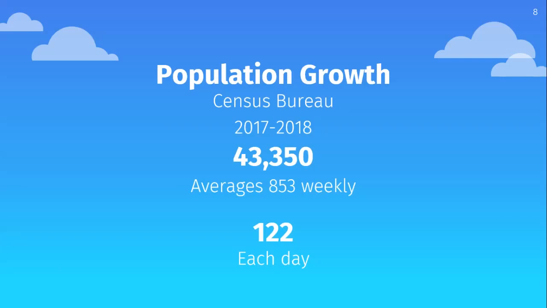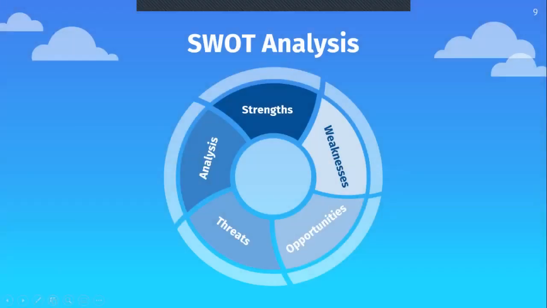And also, households receiving food stamps in the university area is 1,170. Okay, and here the SWOT analysis. So I'll go ahead and go over some of this, and then I'm going to share some more information.